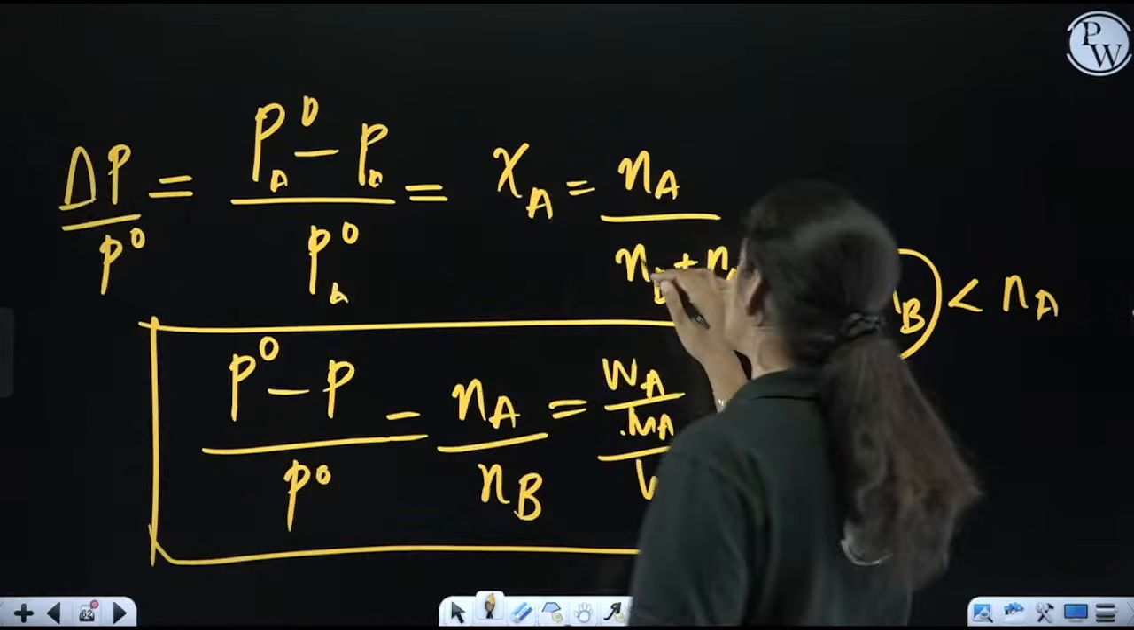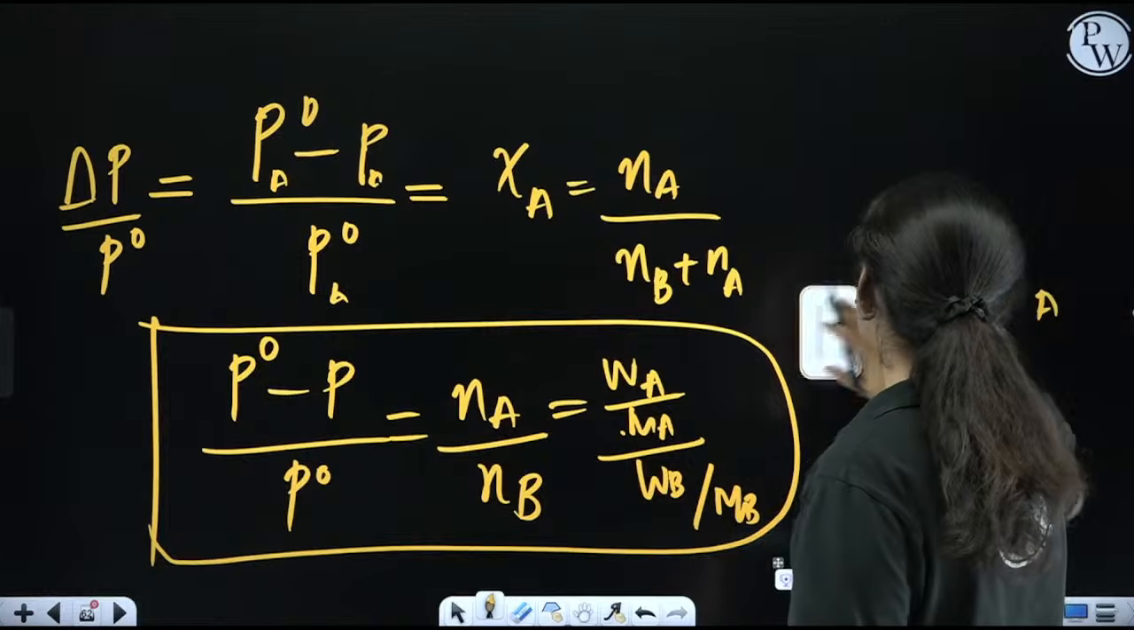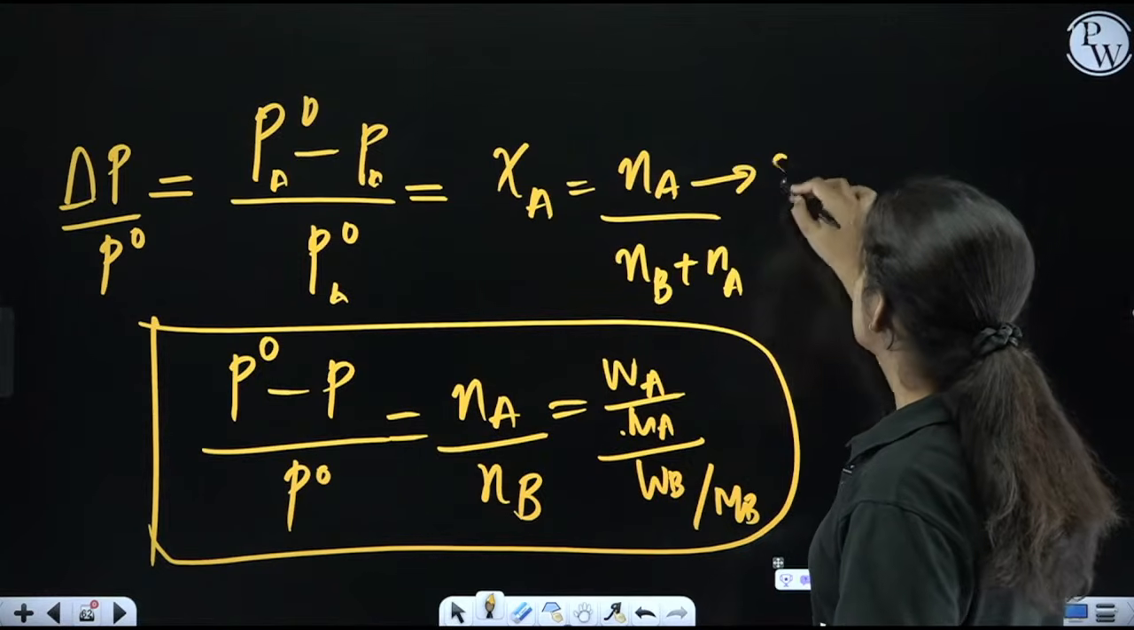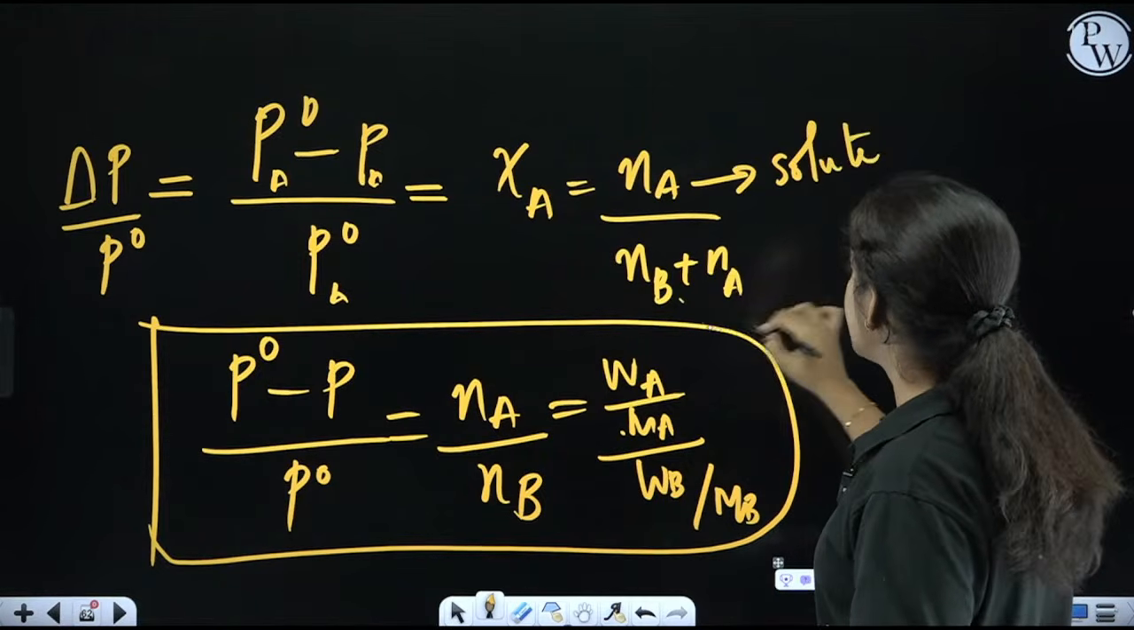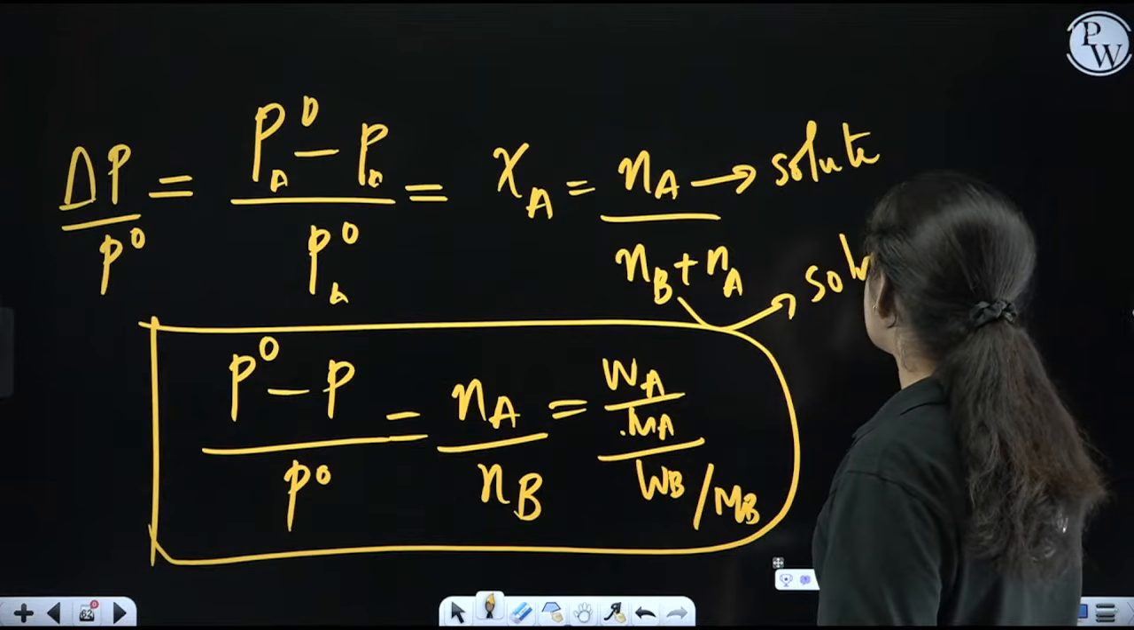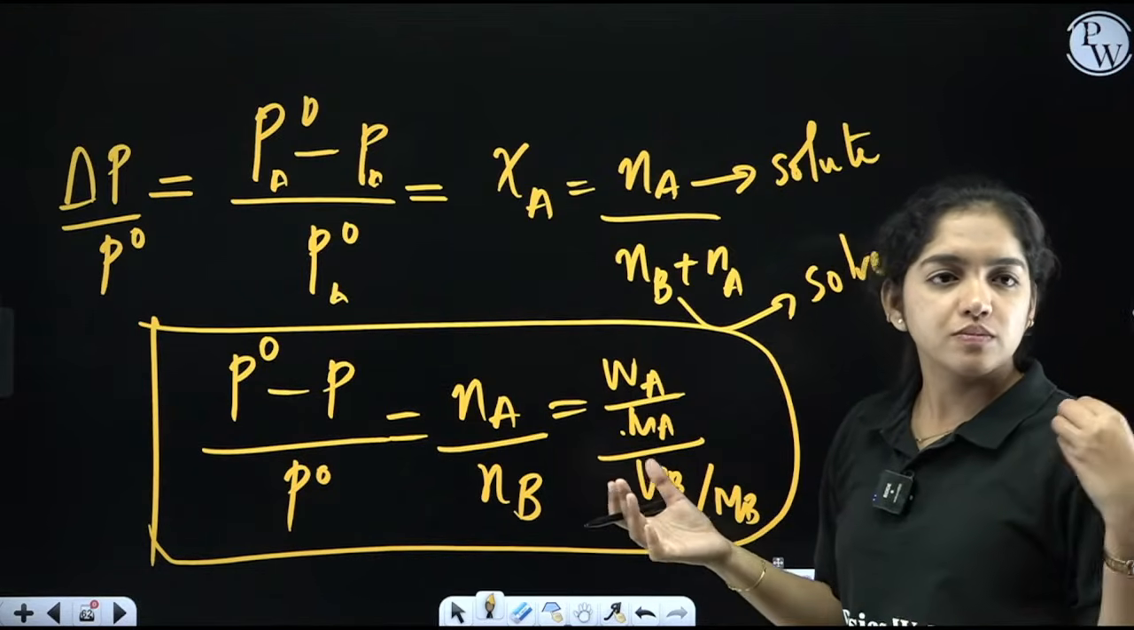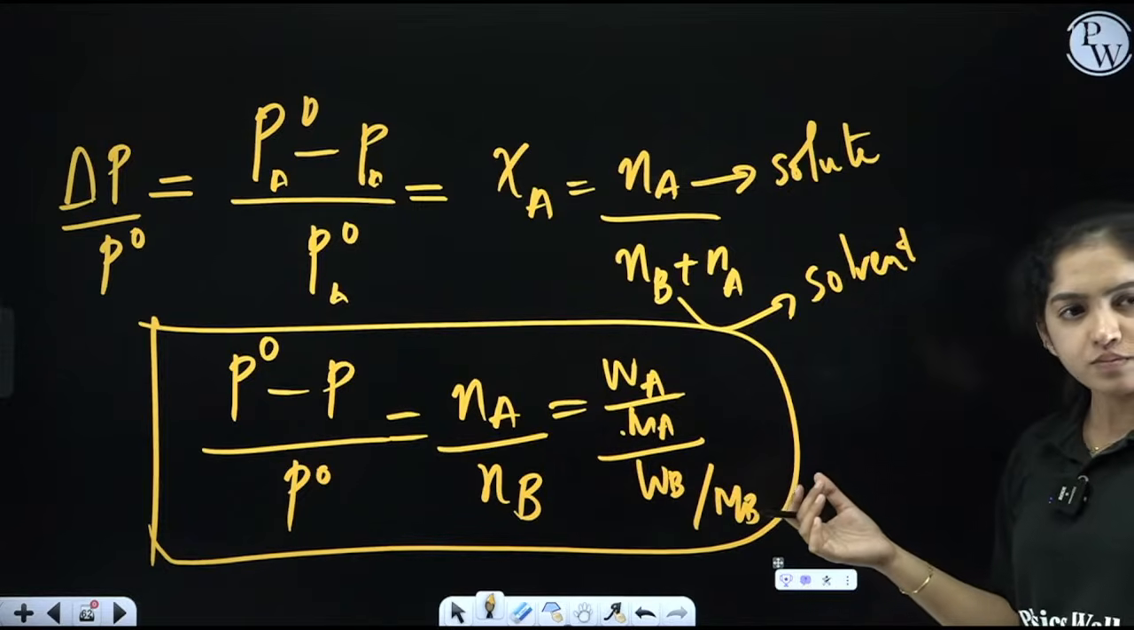When we compare Nb and Na, the solute will be very much less than the solvent. For example, if A is solute and B is solvent, the solvent is very much greater, no?